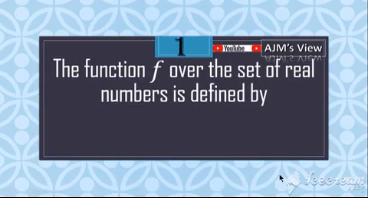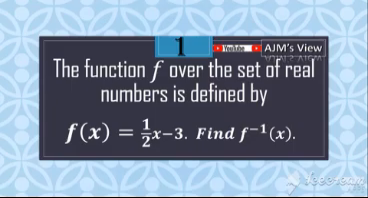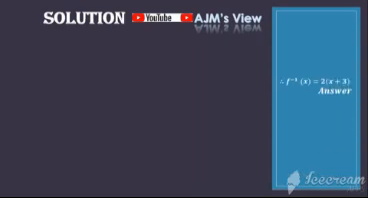Example 1. The function f over the set of real numbers is defined by f of x equals 1 over 2x minus 3. Find f inverse of x. Solution. Our final answer is expected to be f inverse of x equals 2 into bracket x plus 3. But the question is, how did we arrive at this final answer?